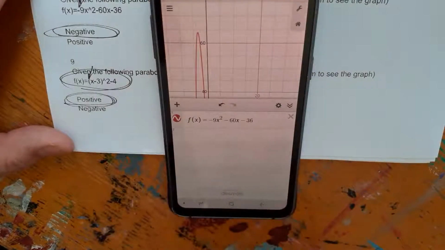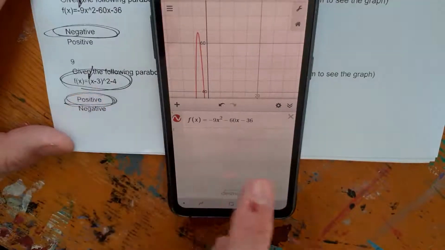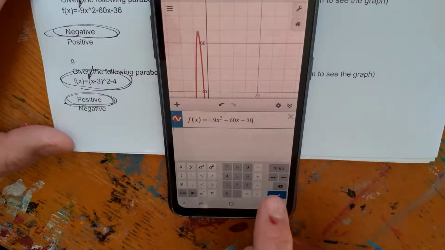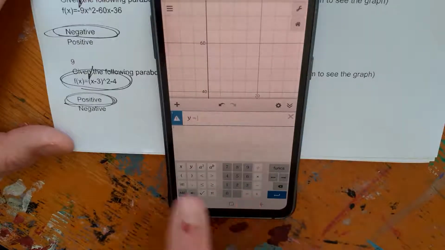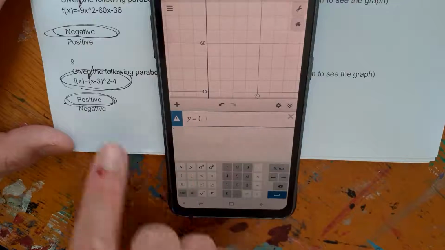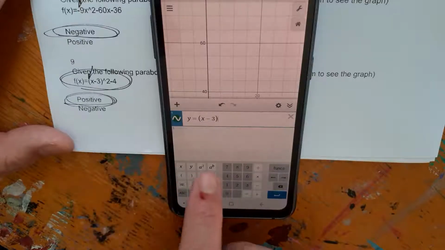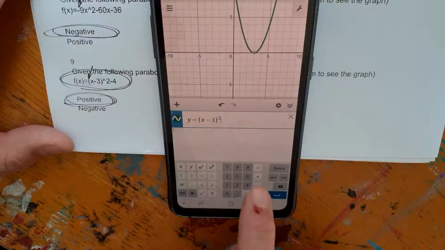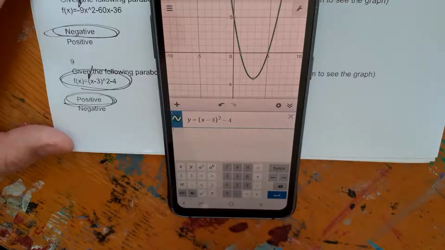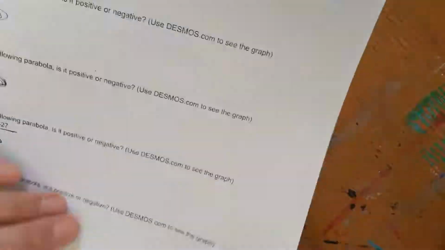And again, just to type this in maybe, I'm tempted to just go like that. That might be easier. Equals, parentheses, x minus 3, parentheses, squared. There's our parabola. Let's go home so we can see it. There it is. And if we say minus 4, it just shifts it downward. So positive. It's opening up. It's a smile.